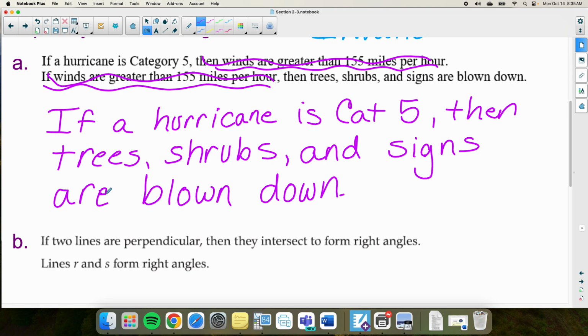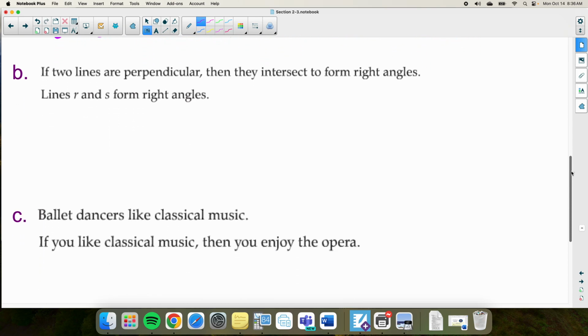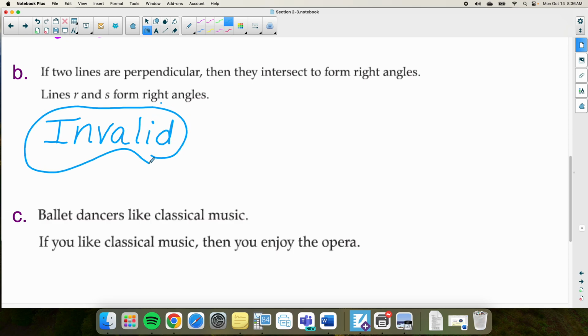Okay? Now we're checking for Law of Syllogism. In Law of Syllogism, your second one has to be an if-then form. You never have to change it. It has to be an if-then form. This one is not, so that just means this is invalid. Okay? The second in Law of Syllogism has to be an if-then form.